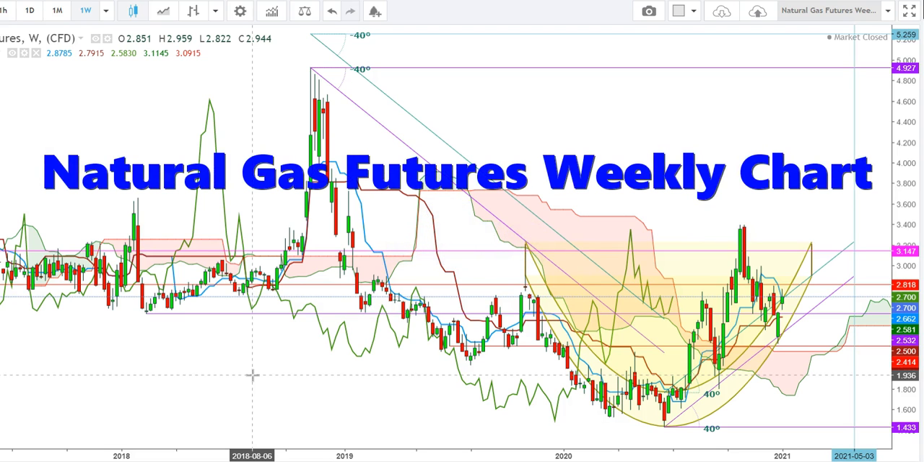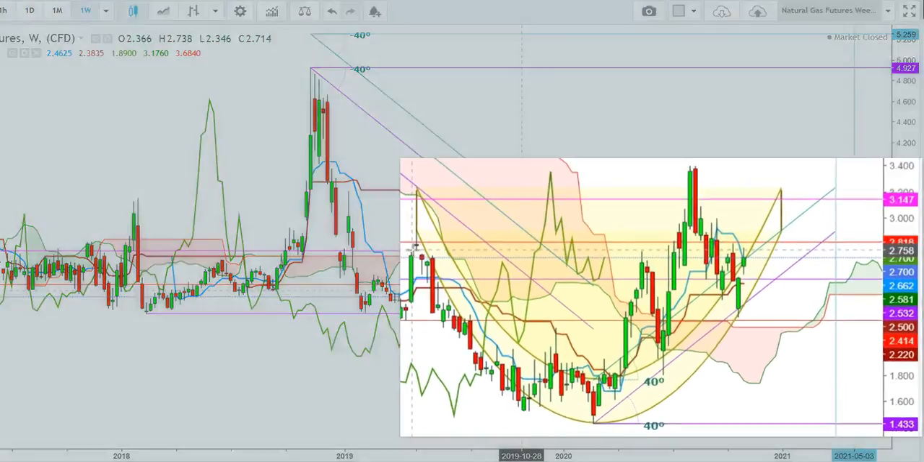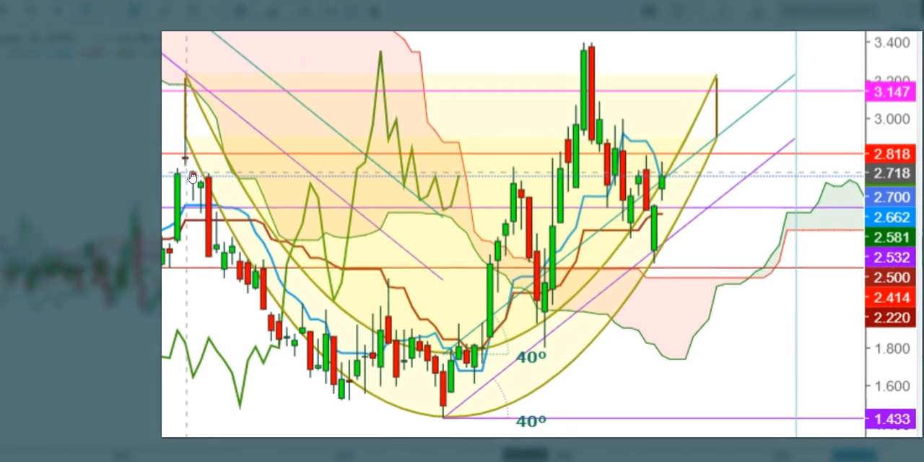So let us start the day to analyze the movements of natural gas futures in different time frames. So friends, here you can see a weekly chart of natural gas futures. Here you can see that after the formation of an exhaustive candle in a weekly time frame, the natural gas futures continued to move downward and tested the lows of $1.433 during the month of June 2020.